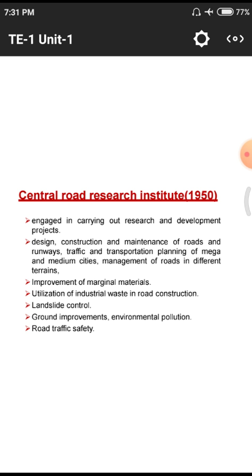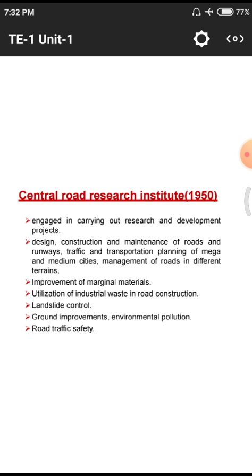Next one is the improvement of marginal materials. That means we need to use different kinds of low cost materials to construct the project to decrease the total cost of the project, so that within a low cost we can build a huge amount of roads and others along the path. This is the improvement of marginal materials.